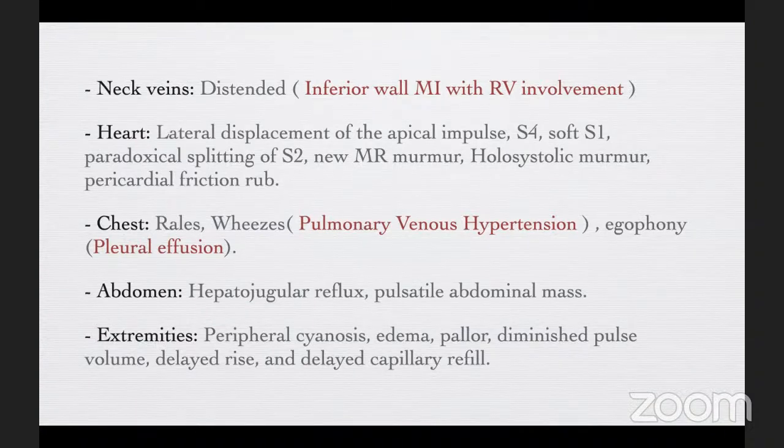Cardiac examination. On palpation, lateral displacement of the apical impulse, dyskinesis, a palpable S4 gallop, and a soft S1 sound might be found. These signs indicate diminished contractility of the compromised left ventricle. Paradoxical splitting of S2 may reflect the presence of left bundle branch block or prolongation of pre-ejection period with the delayed closure of the aortic valve despite decreased stroke volume.